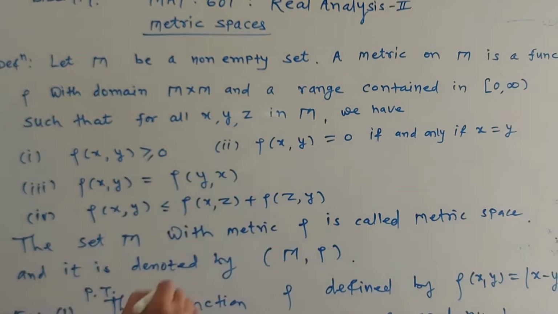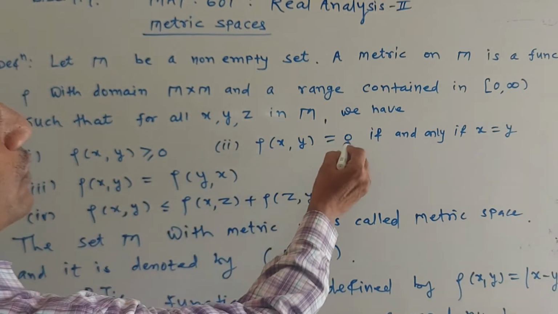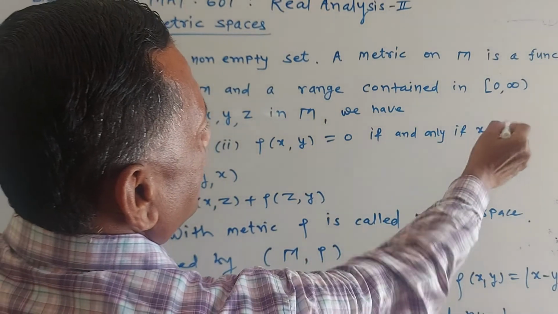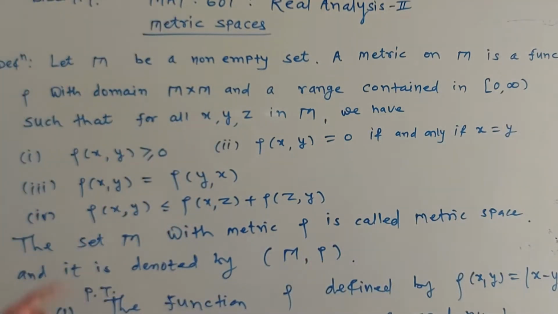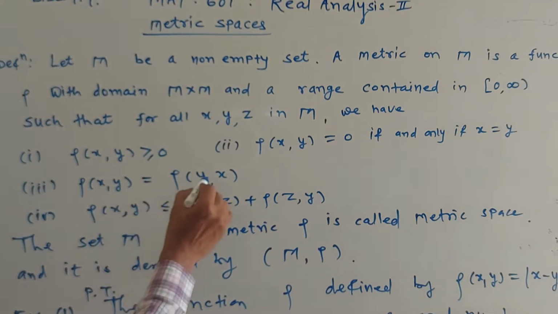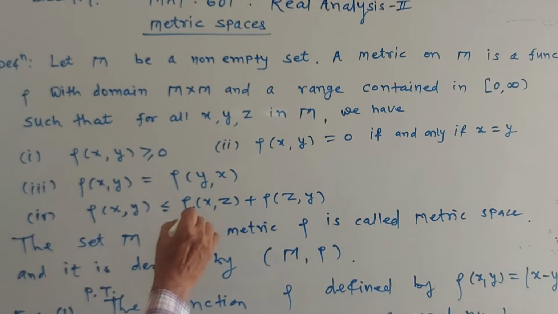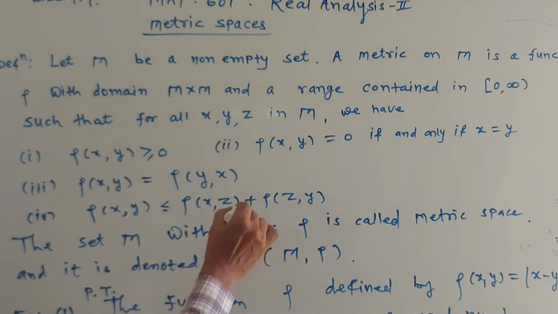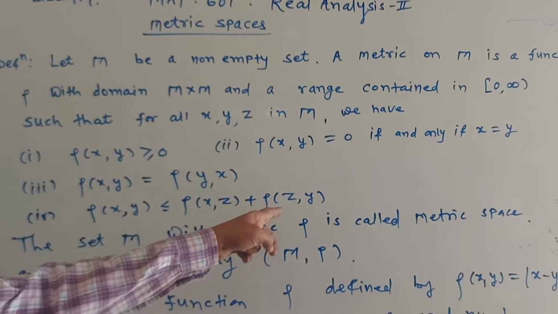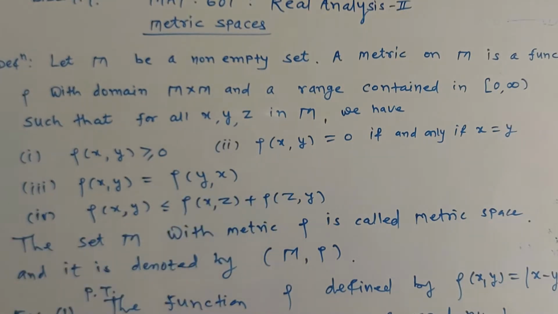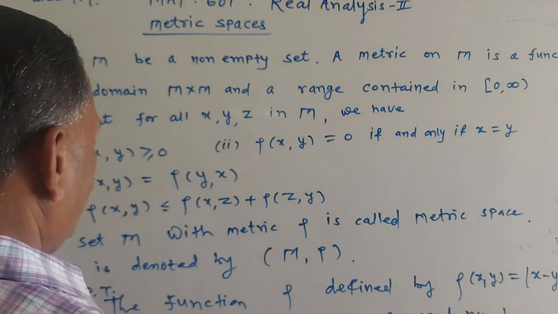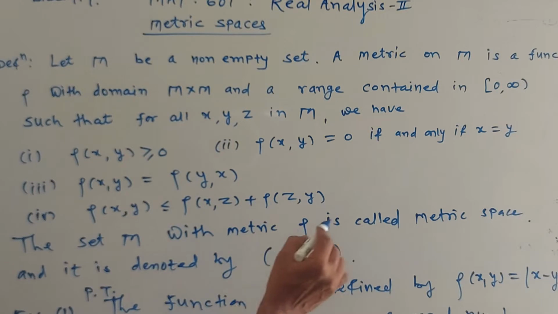First property. Second, rho of xy is equal to 0 if and only if x is equal to y. Third, rho of xy is equal to rho of yx. And number four, rho of xy is less than or equal to rho of xz plus rho of zy, for x, y, z in the non-empty set M. The set M with metric rho is called a metric space, and it is denoted by (M, rho).